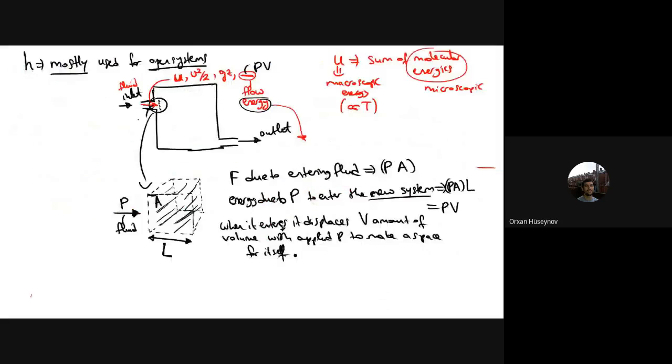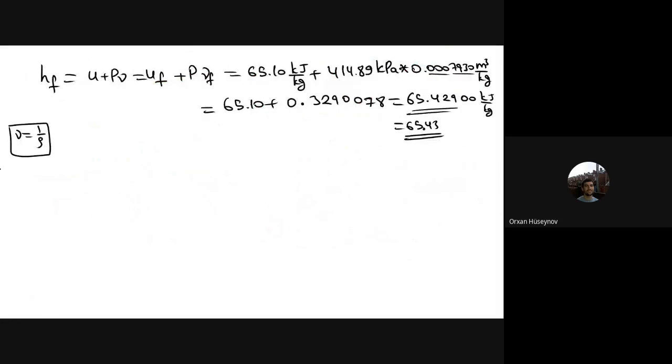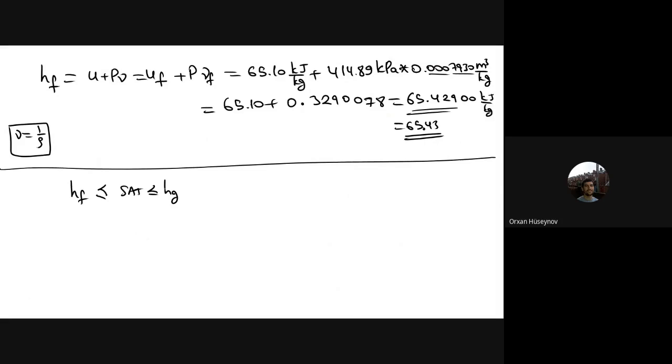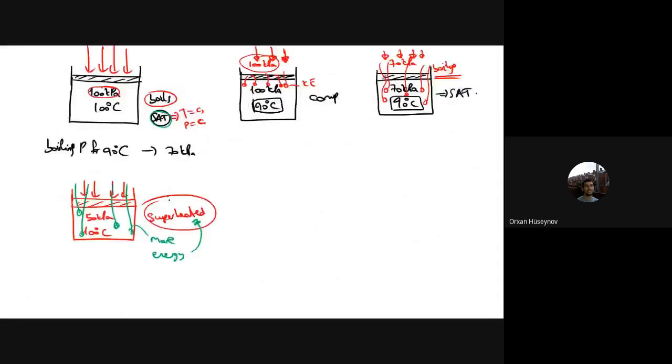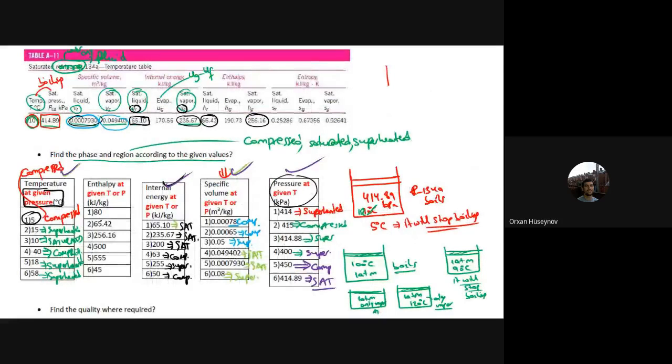So one more thing about enthalpy here is that, similarly to the internal energy, enthalpy hf is the saturated liquid, and hg the saturated vapor. In this region it is saturated, and the superheated one is more than hg, and the compressed one is less than hf. So with this one, let's do this column here. The first one is 80. You will just say the name of the region. If the enthalpy is 80, what region are we in?